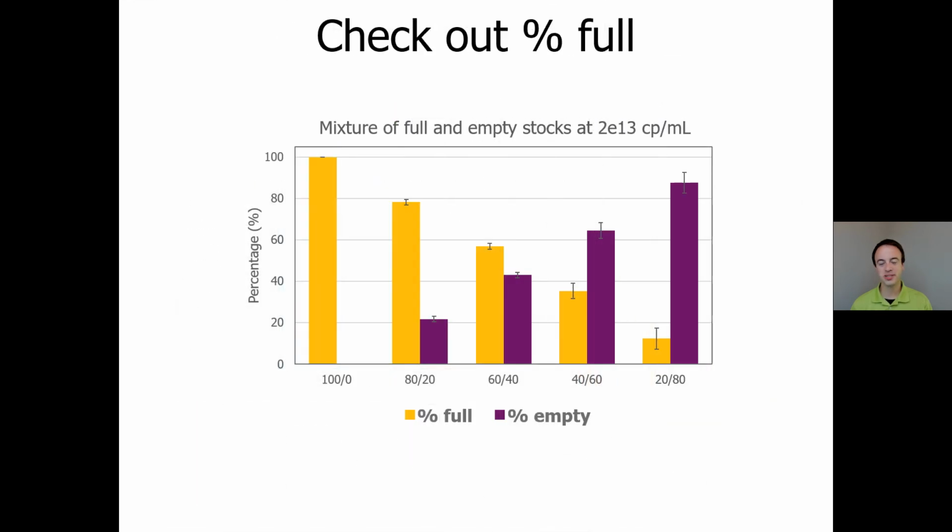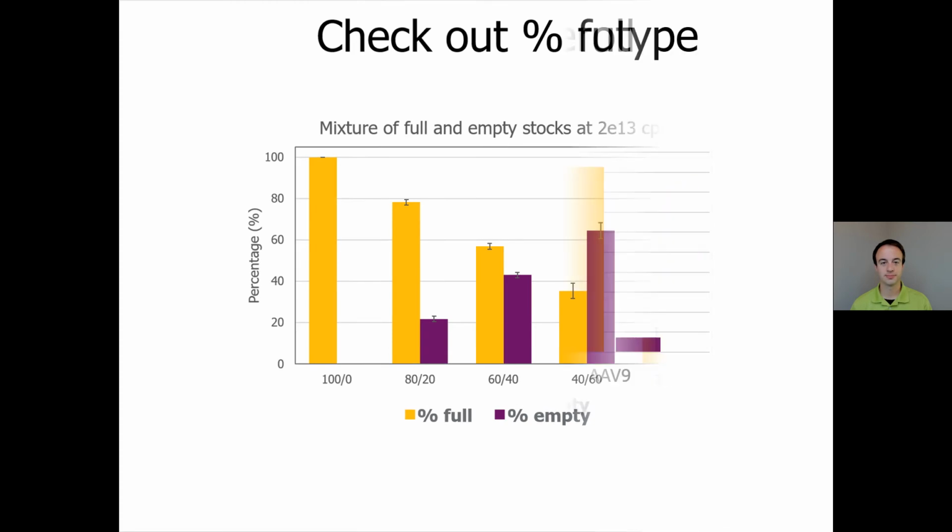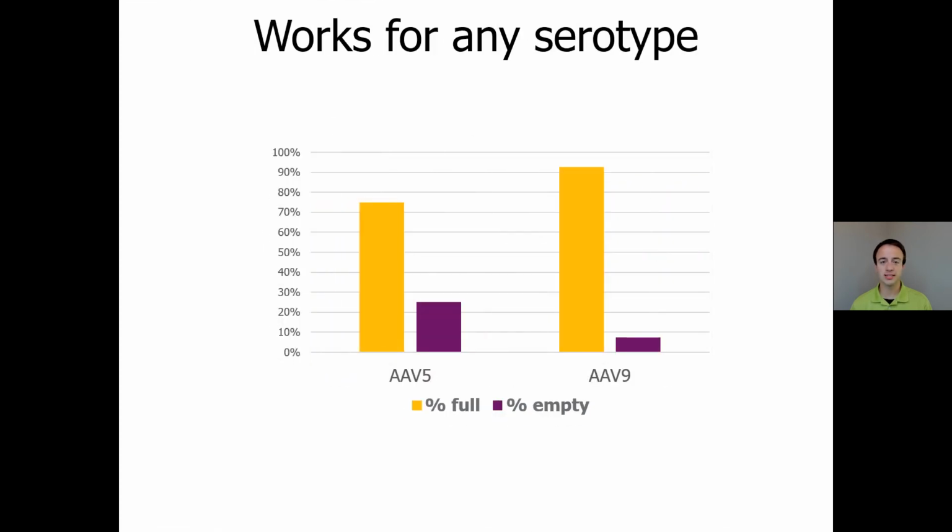To look more into our ability to see percent full values, we took stocks of empty and full AAV9 and mixed them at different ratios. For each combination, 100% full stock, 80% full stock, etc., Stunner gets a good read on the data, and percent full and percent empty align well with the expected values based on the dilutions that we used. This idea also works for any serotype. Just tell Stunner the basics about what serotype you have, amino acid sequence, or just what natural serotype you're working with, and what its DNA payload is, and Stunner takes care of the rest of the heavy calculating.